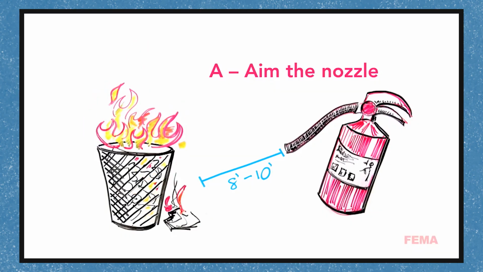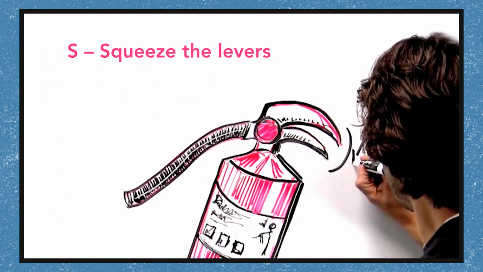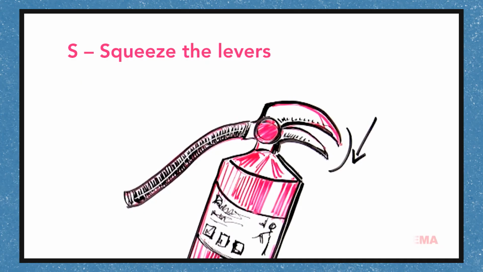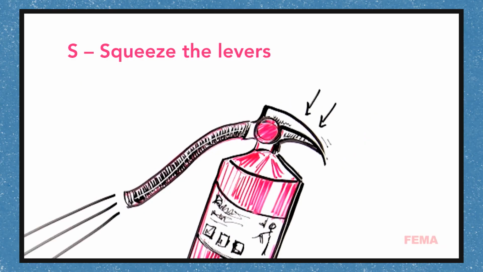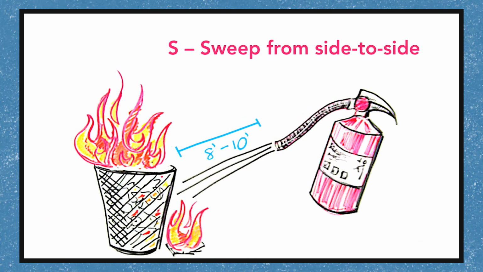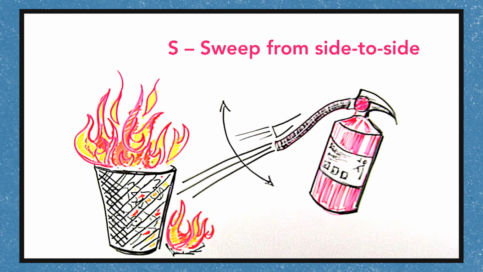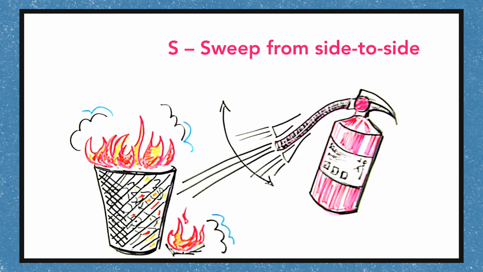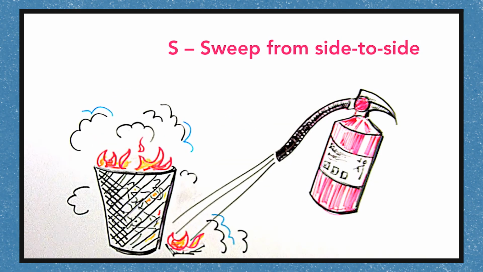Once the nozzle is aimed at the base of the fire, squeeze the levers together to begin discharge of the fire extinguishing agent. Maintain your distance from the fire and sweep the nozzle from side to side, sweeping 3 to 6 inches beyond the right and left edges of the fire.